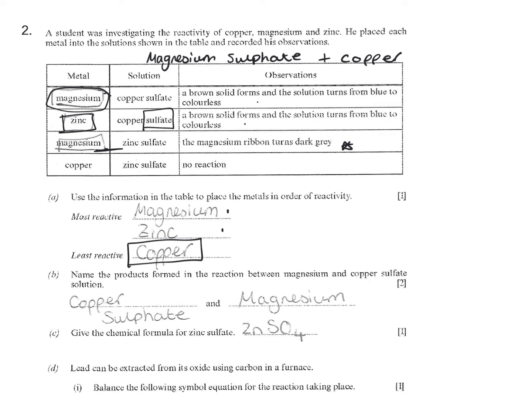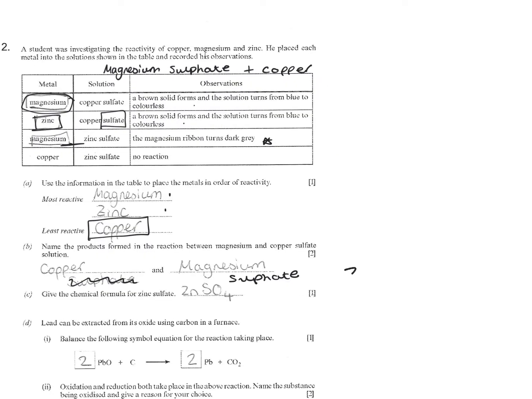Okay, I've then written this out, the reaction between magnesium and copper sulfate. It would be copper plus magnesium sulfate, which I've also written at the top. Give the chemical formula for zinc sulfate. Again, it's a top swap drop situation. Can you see how that comes up quite a lot? Their charges are exactly the same, so it would just be ZnSO4.